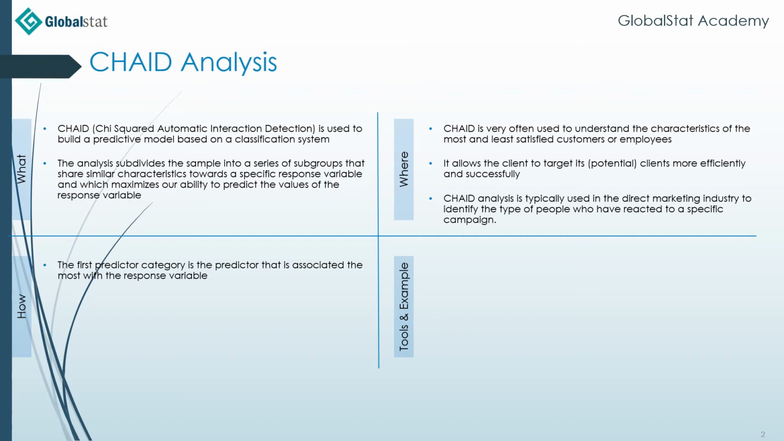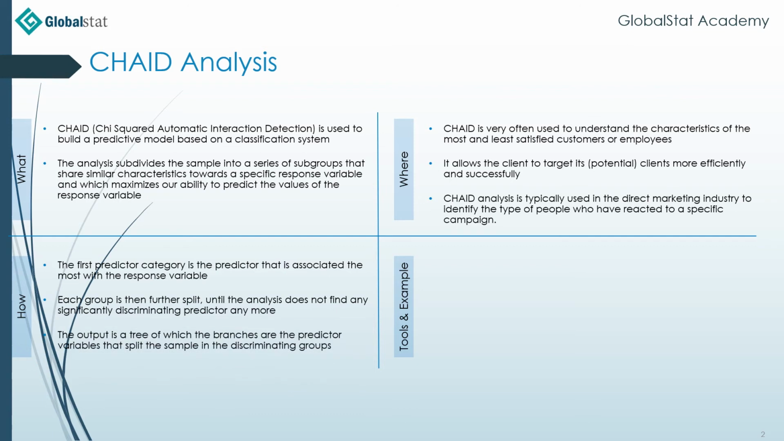How can we use it? The first predictor category is the predictor that is most associated with the response variable. Each group is then split until the analysis does not find any significantly discriminating predictor anymore. The output is a tree of which the branches are predictor variables that split the sample into discriminating groups.